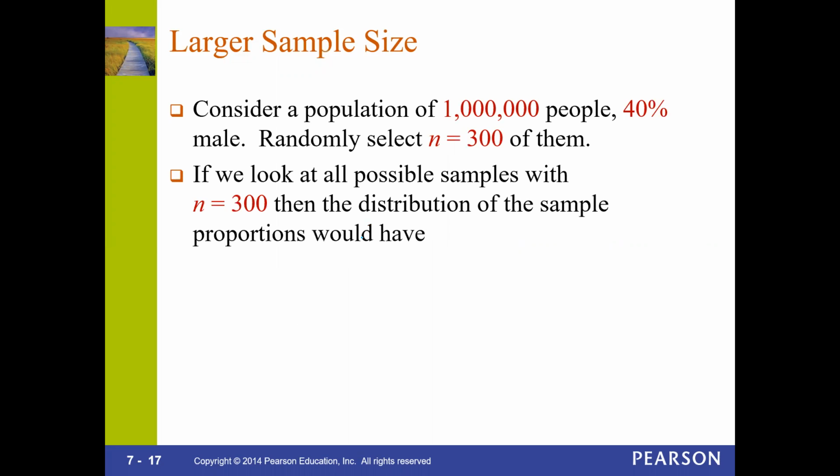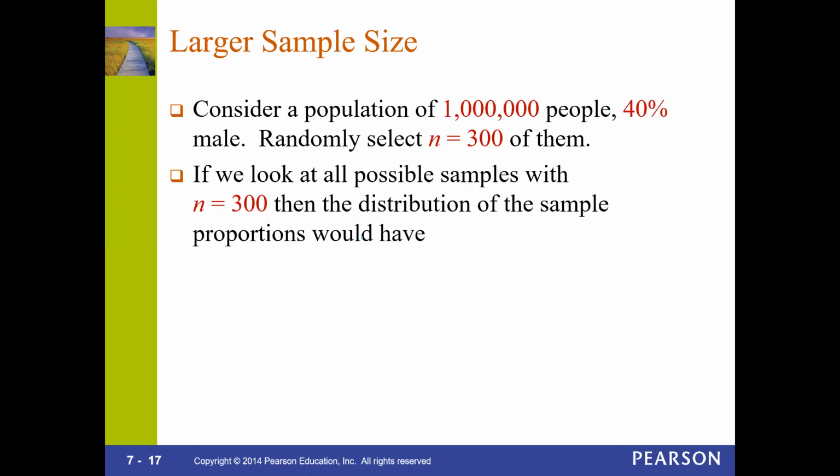Suppose you consider a population of 1 million people. They say 40% of them are male. You're going to select 300 of them from the population, because you do not have the resources to go and survey 1 million people in 30 days. Unless you just don't sleep. But you can select 300 people, surveying 10 people per day, which gives you 300 people for a month, something like that.